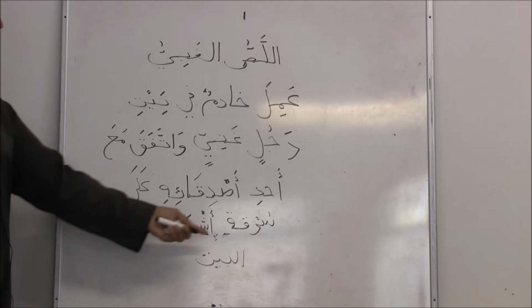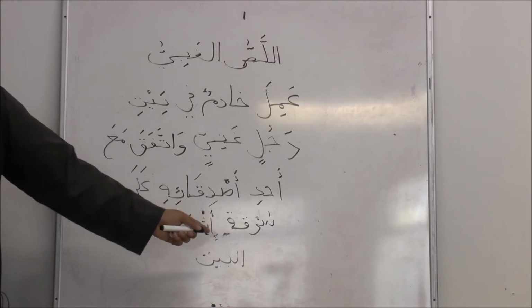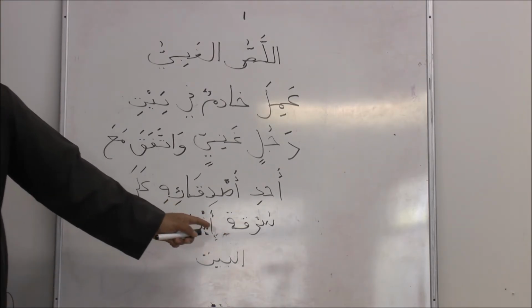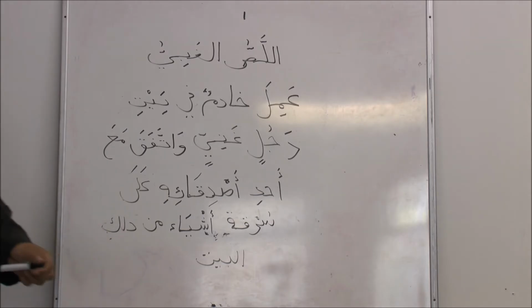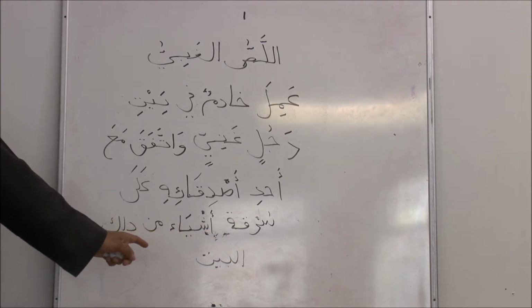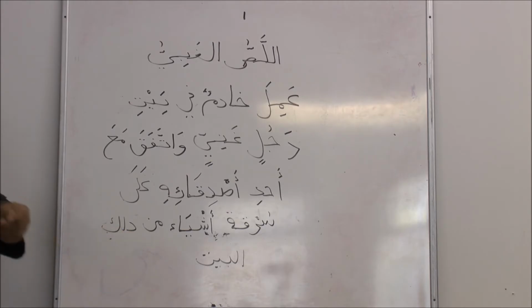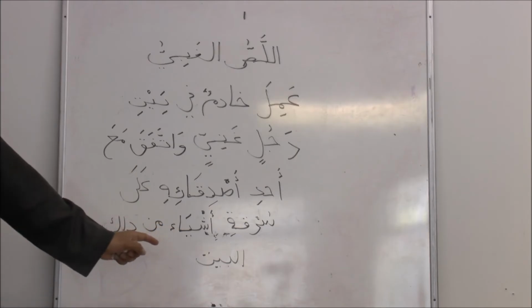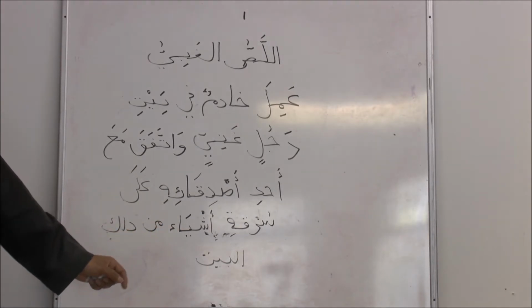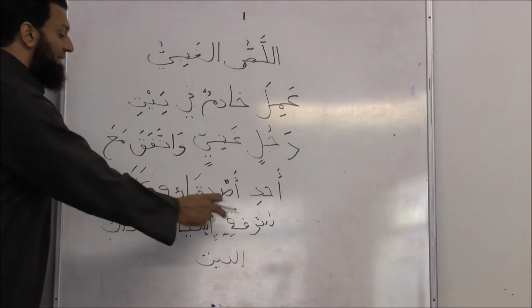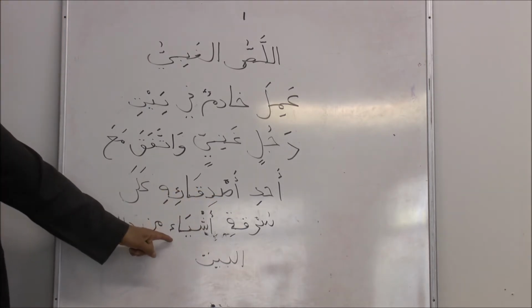Right? So what do we place on the ta marbuta here? Ala surqatin. But remember, we've got stealing things. Surqati, because this is going to be an idafa. It's like saying stealing things, two nouns closely related. On stealing things, what goes on the hamza here?